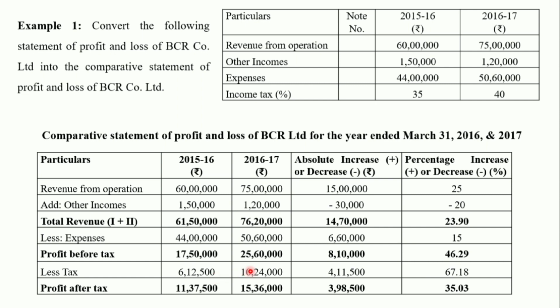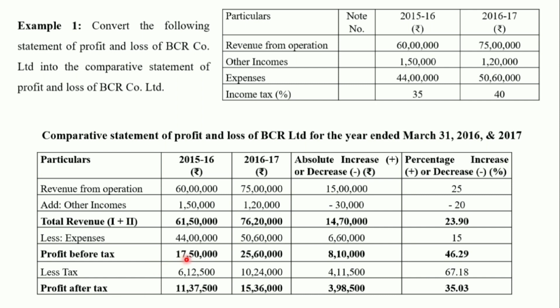Similarly, the tax for the current year, 2016-17, is 40% of 25 lakh 60,000, which comes to 10 lakh 24,000. Here we can see the increase in tax: the absolute difference is 4 lakh 11,500, and in percentage form it is a 67.18% increase in overall tax.